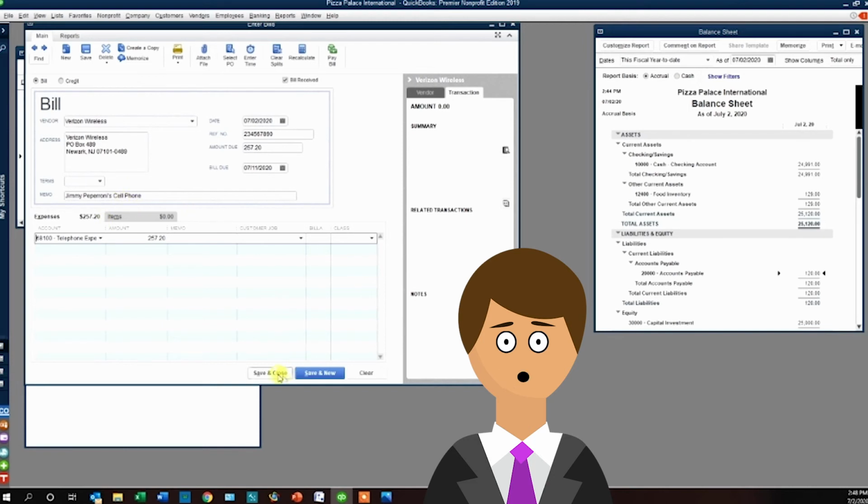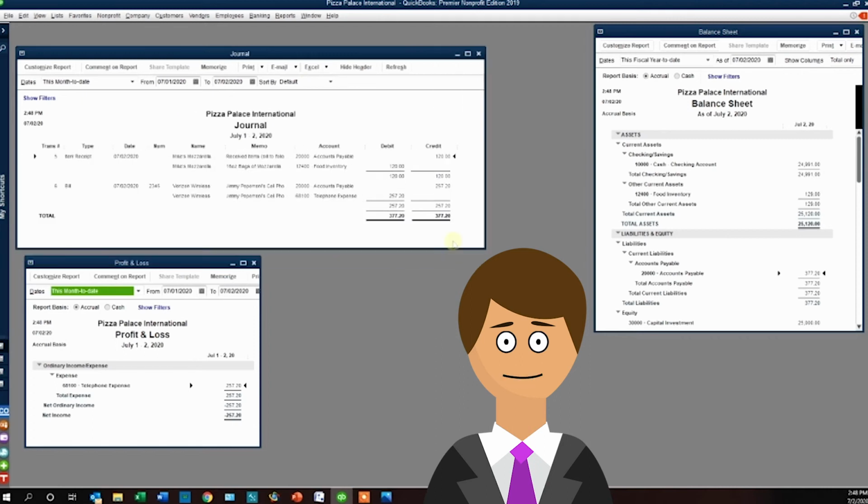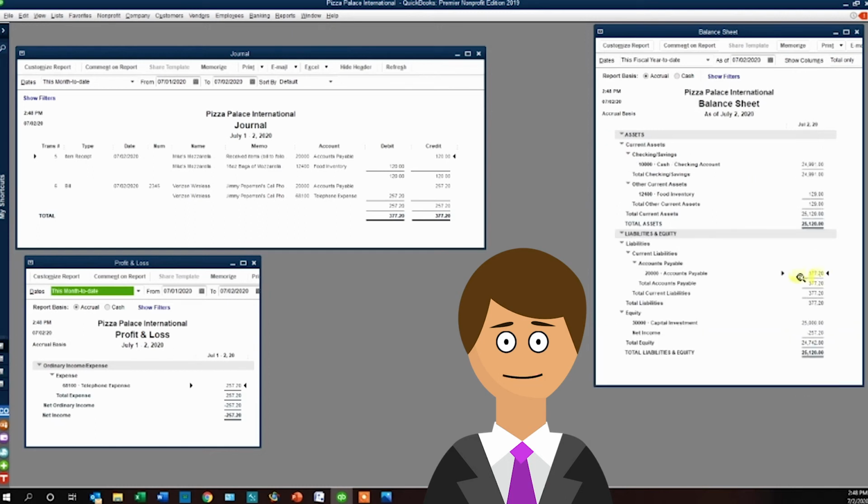We're going to save that and we'll refresh our transactions. And there we go. We've got a telephone expense as a debit. We've got our accounts payable going up by another $257.20. And we'll look over here on our balance sheet and you'll see that accounts payable has now gone up by that $257. So now we have accounts payable of $377.20.